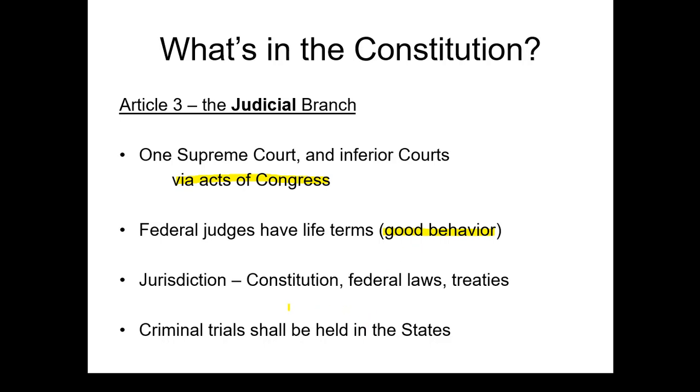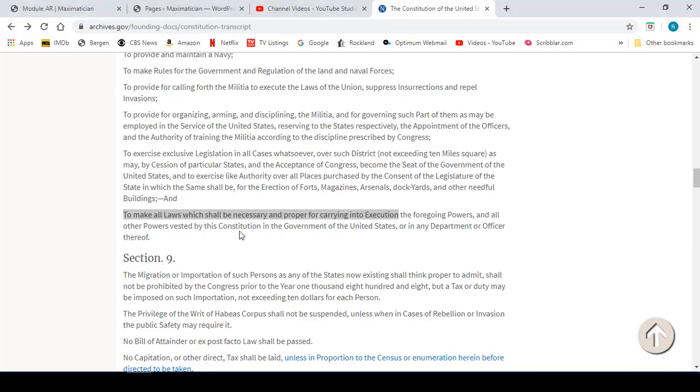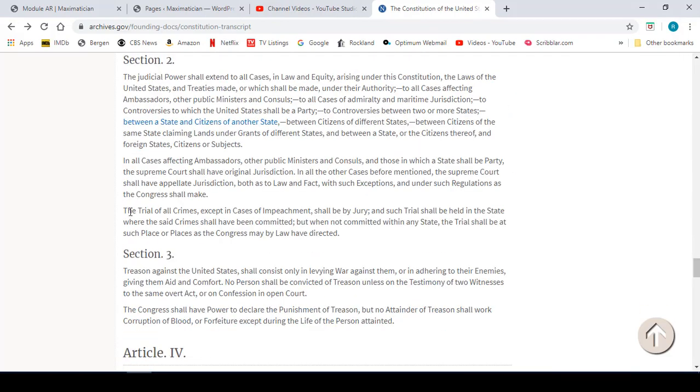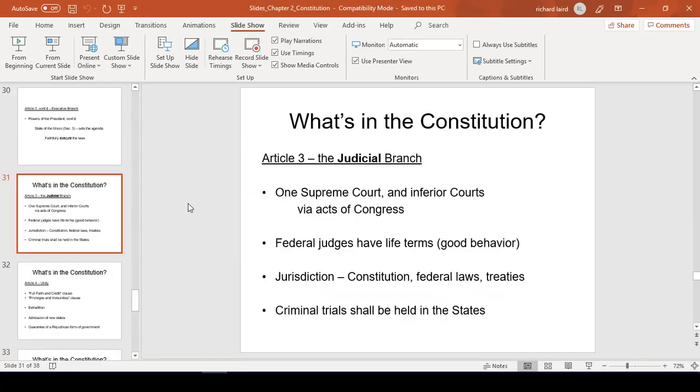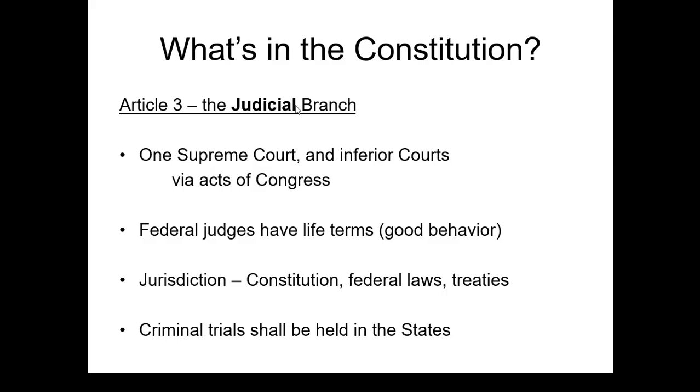Article 3 talks about the federal courts having jurisdiction on anything that deals with the Constitution, federal laws, and treaties. And another very important delegation in Article 3: the trial of all crimes shall be by jury, and such trial shall be held in the state where the crimes have been committed. One of the reasons why the overwhelming majority of trials in America are held in state courts where that crime is committed. So that is another very important delegation down to the states, where trials for crimes will be held in the state court system.